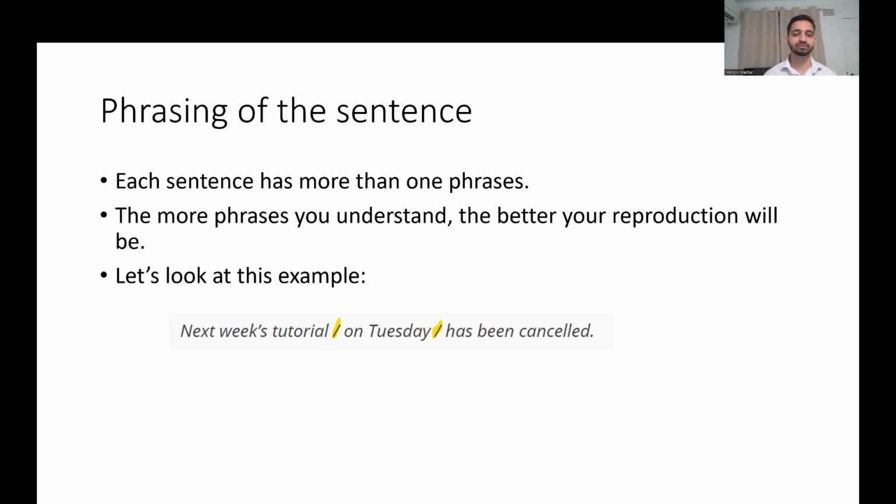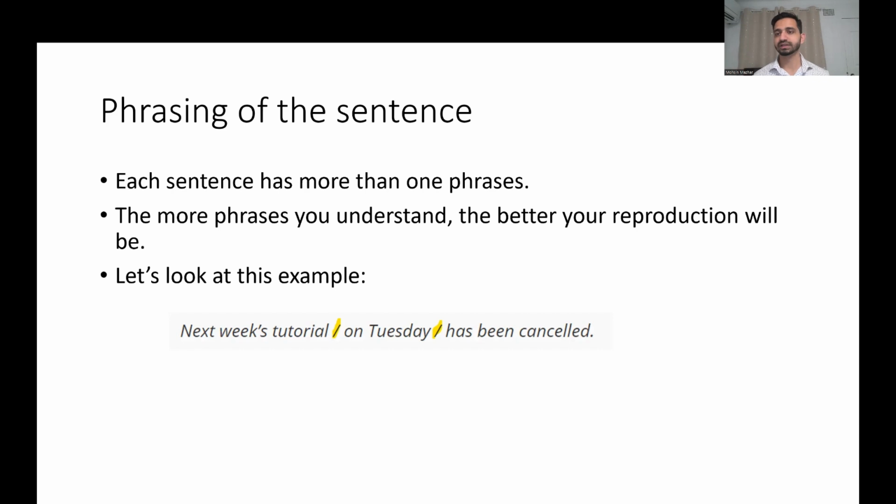Let's look at this example. So for example, if I were to calculate the words in this sentence, there are 1, 2, 3, 4, 5, 6, 7, 8. 8 words, right? But how many phrases? We've got 3 phrases. Next week's tutorial, that's 1 phrase, 1 idea. It's a noun phrase. On Tuesday, prepositional phrase.